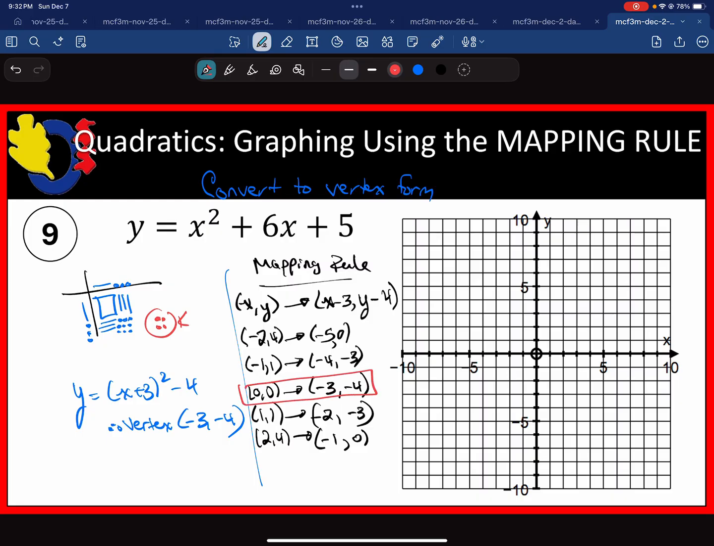All right, so we're going to go ahead and plot. So negative 5, 0, negative 4, negative 3, negative 3, negative 4, negative 2, negative 3, negative 1, and 0.